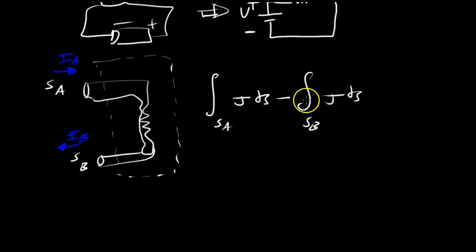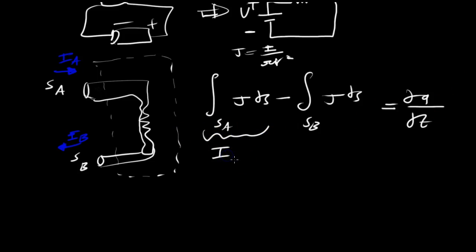J is the current density, which is, let me define it here, current per surface area. And in this case it would be, let's see, pi r squared, because these can be approximated as circles. So that is equal to the rate of change of the charge. So what is this? This is simply the current IA, and this is the current IB.